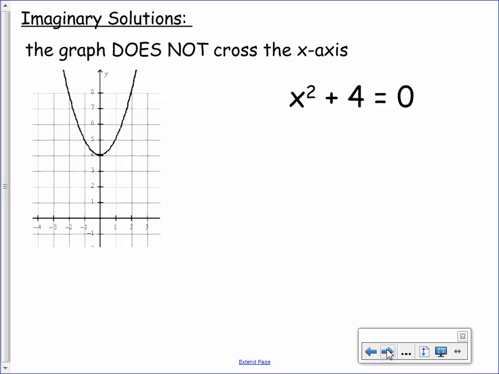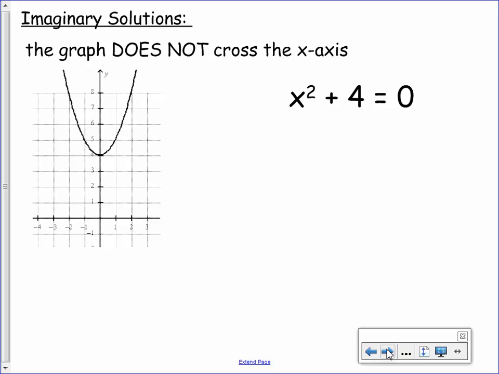This one is an imaginary question. What is the most common mistake answer I would get for this one? 4. Some folks just give me 4 because they give me the y-intercept instead of the x-intercept. Remember, the root solutions and zeros happen at the x-intercept.